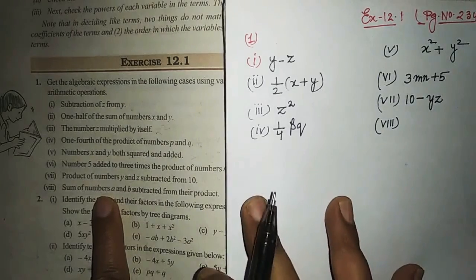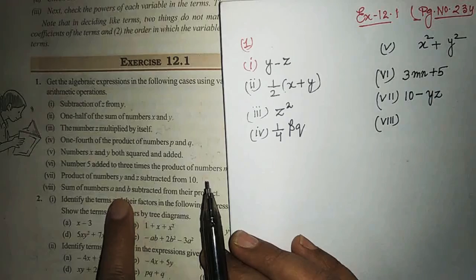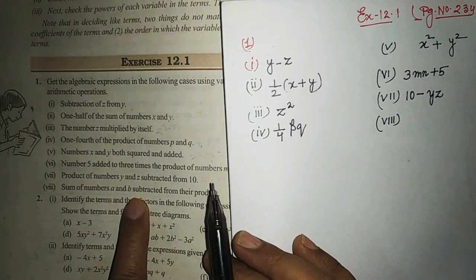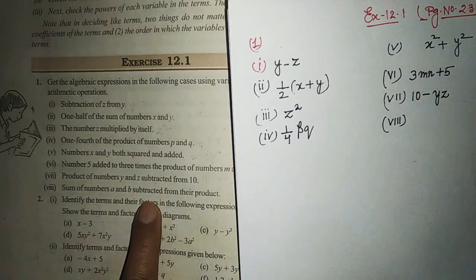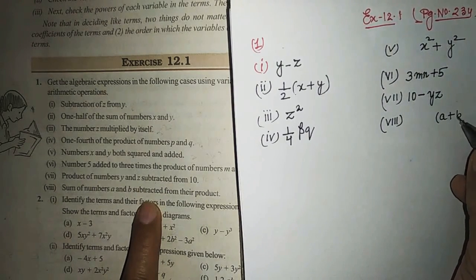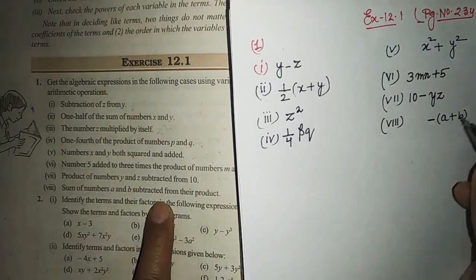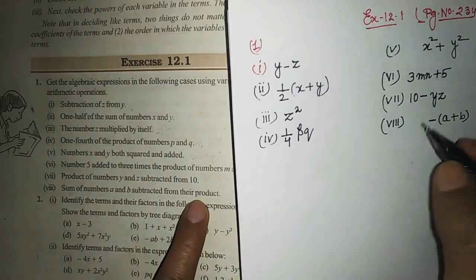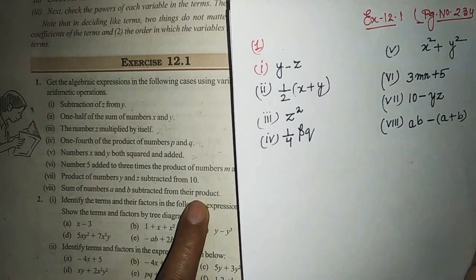The last part of question 1 is the sum of numbers a and b subtracted from their product. Okay. How will we write? Sum of numbers a and b subtracted from their product. A into b, ab. Okay.